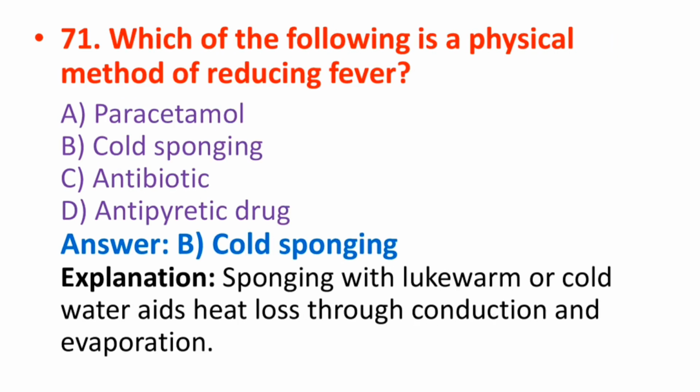Which of the following is a physical method of reducing fever? Option A, paracetamol, option B, cold sponging, option C, antibiotic, option D, antipyretic. The correct answer is option B, cold sponging. Sponging with lukewarm or cold water aids heat loss through conduction and evaporation. Physical method of reducing fever is cold sponging.